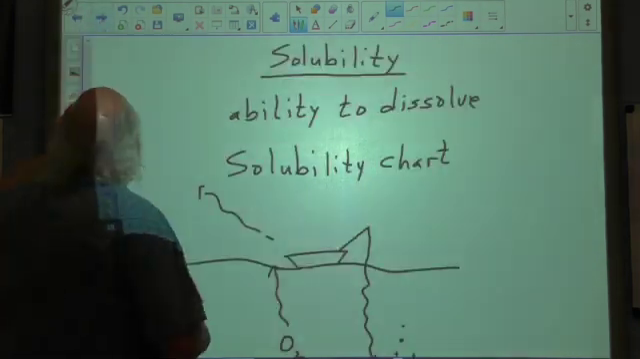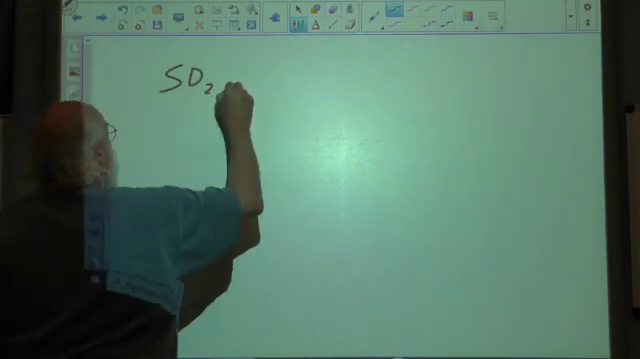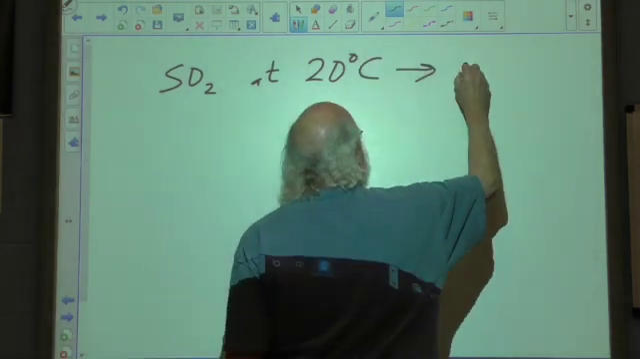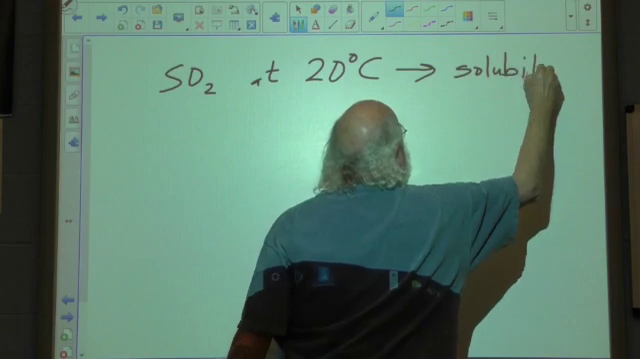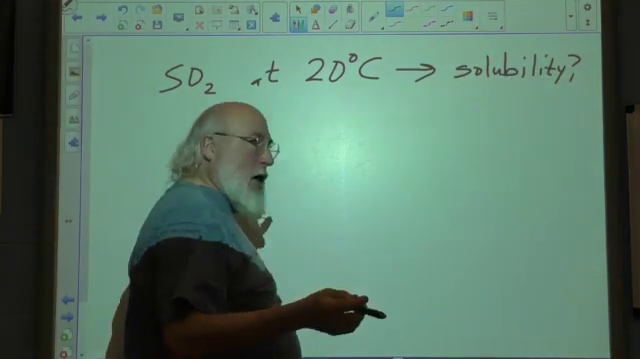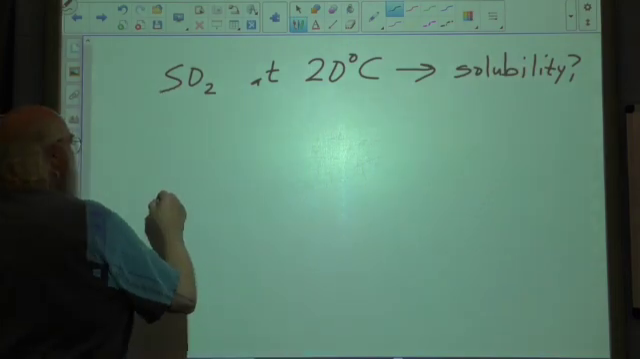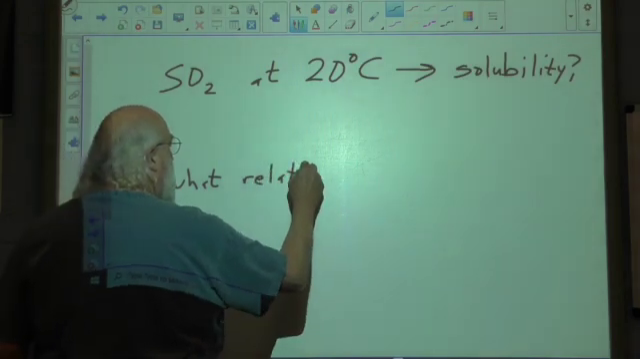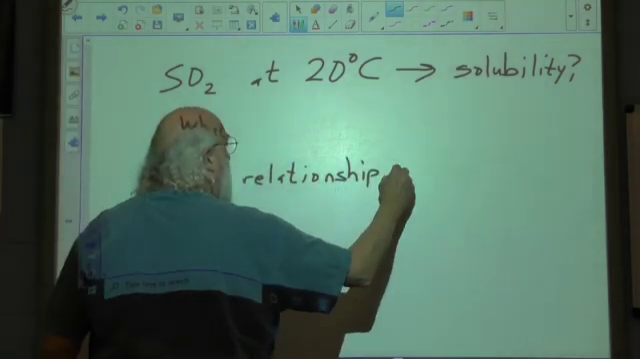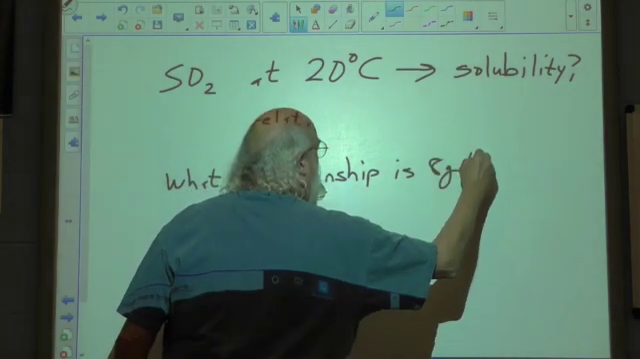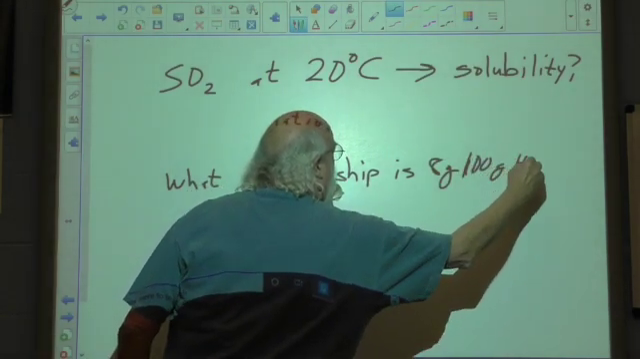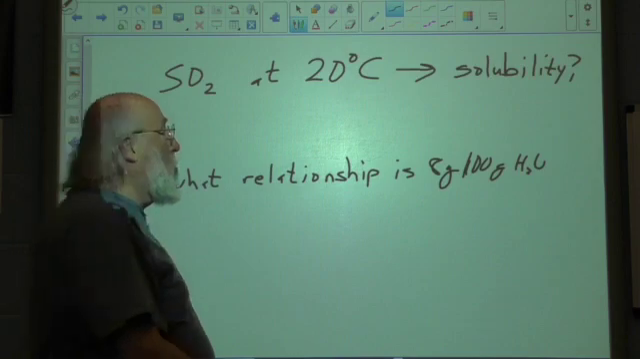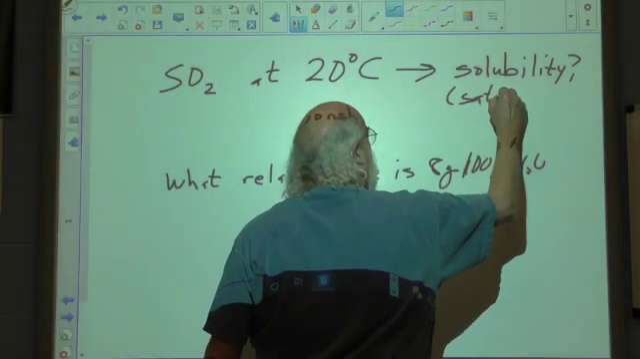So let me write this down. SO2 at 20 degrees Celsius. First thing I need to know is what is the solubility, and I'm going to express that, remember, per 100 grams of water. And what relationship is 8 grams per 100 grams of water in relation to the maximum solubility? And remember, when they say solubility, we're actually looking at saturation, or saturated.